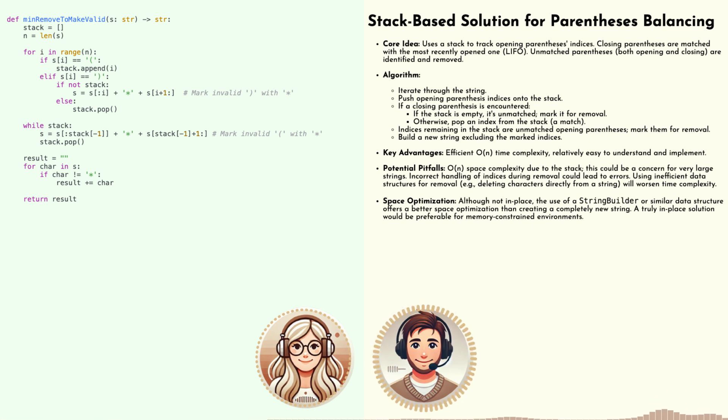Oh, I think I'm starting to get it. So as we go through the string, we could use a stack to keep track of all the opening parentheses that are still waiting to be matched with a closing parenthesis. Exactly. So every time we see an opening parenthesis, we push it onto the stack. And when we hit a closing parenthesis, we need to do a quick check. We check if the stack is empty. If it is, then that closing parenthesis doesn't have a match, so it's got to be invalid.